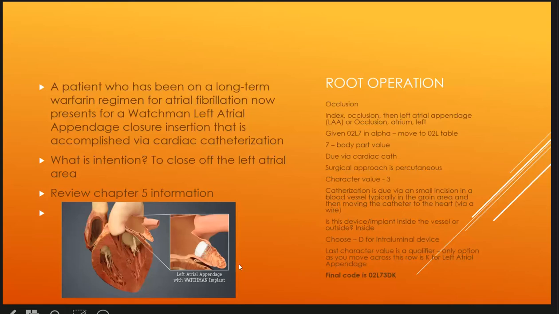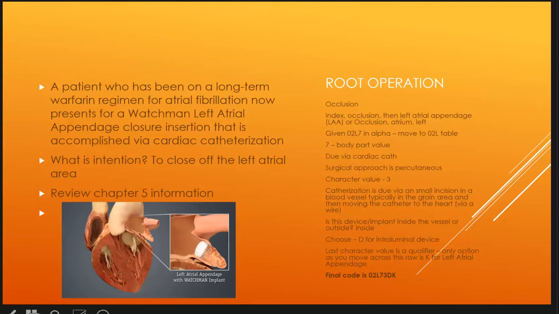And this is a picture of the actual Watchman implant. What is the intention? The intention is to close off the atrial area. In chapter 5 in your textbook, there's some specific information about that procedure. And it happens to be under the root operation that it relates to, which is occlusion. In your textbook, it says insertion of an intraluminal device to close off or occlude the left atrial appendage is an example of using a device to perform the occlusion.